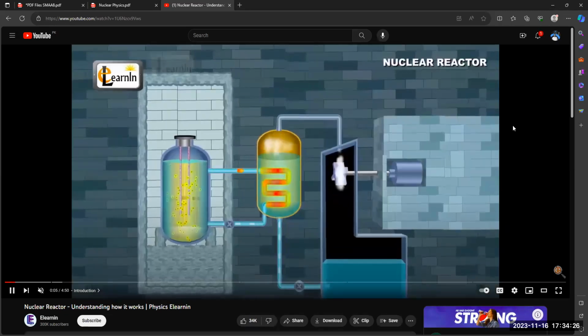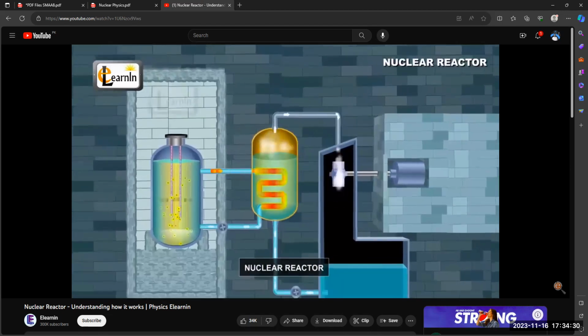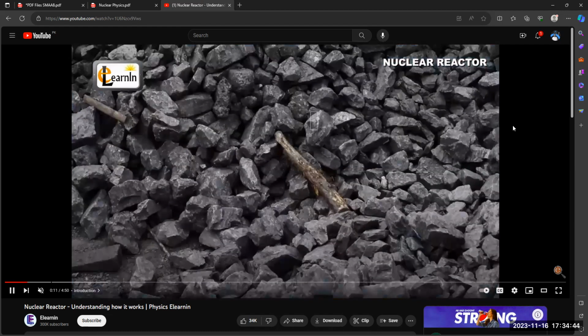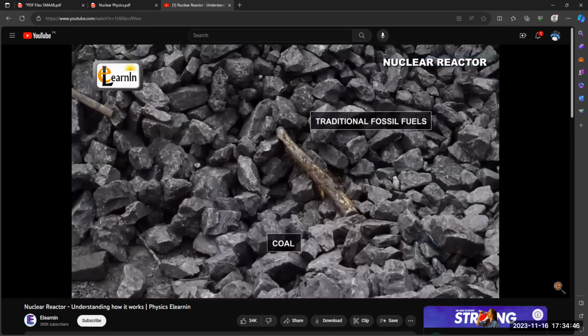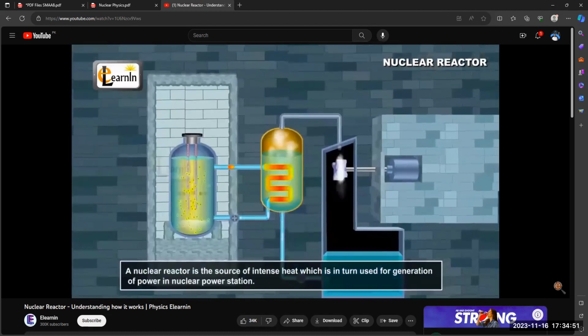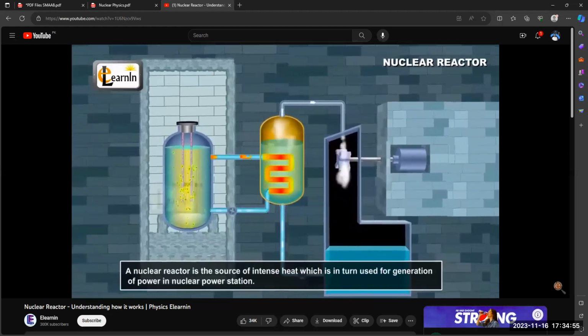So this is the animated diagram for the nuclear reactor. You can see on the left hand side there is a complete nuclear tank, we can say, which is actually providing the fission reaction. And from this fission reaction, you can see that in the central container there is water which is converting into steam. And this is actually showing you the old method of using coal to make electricity that we discussed in the chapter of work, energy, power.